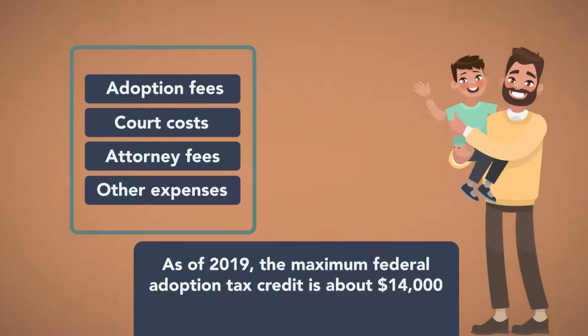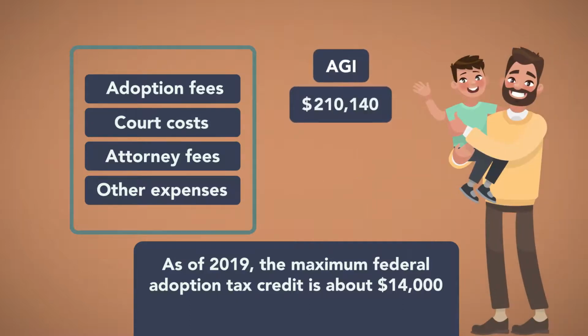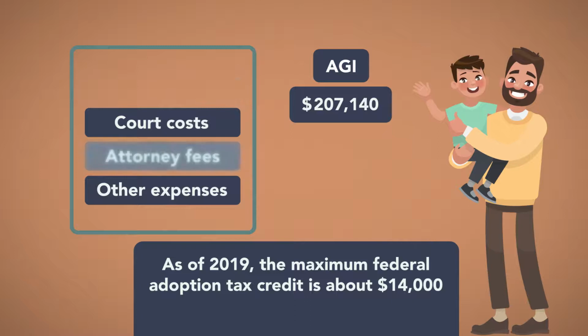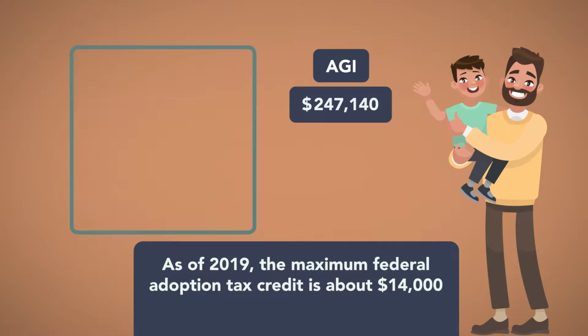Regardless of a taxpayer's filing status, the adoption credit begins phasing out when modified adjusted gross income exceeds $207,140 and disappears when it exceeds $247,140.